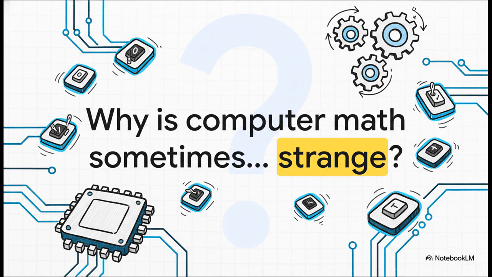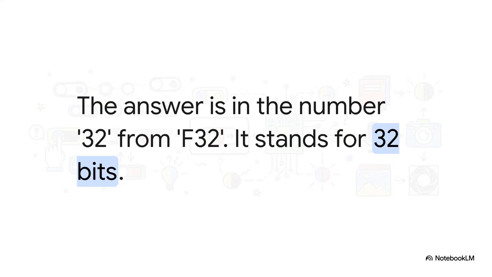And the answer, which is really cool, isn't some complicated software bug. Nope, it's something way more fundamental, something baked right into the architecture of how computers, well, how they think. And believe it or not, the first big clue is hiding in plain sight, right there in the name, F32. That number, 32, that's the key. It stands for 32 bits. And you guessed it, to crack this case, we have to figure out what on earth a bit actually is.